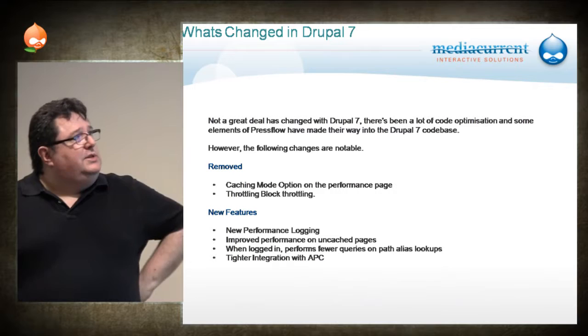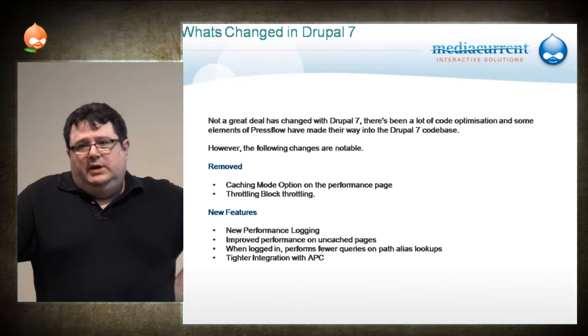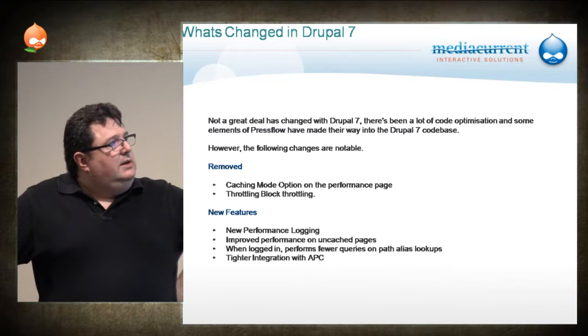You'll notice that when you go in there that you no longer have throttling. Throttling is a feature that's in 6, where you can specify thresholds so that if the site starts to get under very heavy workload, you can start to turn modules off. A good example could be, you know, search might get a bit heavy. That's been removed. And you'll also notice that the normal and aggressive options have been removed from the performance page.